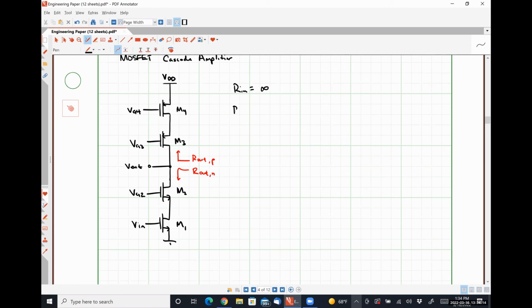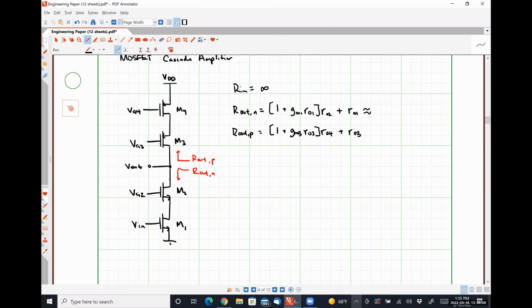So if all of our R pi's are infinity, what that means is that R out N is 1 plus gm1 times r naught 1, multiplied by r naught 2, plus r naught 1, and R out P is 1 plus gm3 r naught 3, multiplied by r naught 2 plus, sorry, that shouldn't be r naught 2, that should be r naught 4, plus r naught 3.